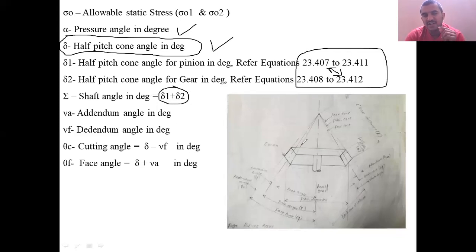Again, as you know, a shaft angle equal to 90 degrees is the right angle bevel gear. Less than 90 degrees is an acute bevel gear. Greater than 90 degrees is called an obtuse bevel gear.